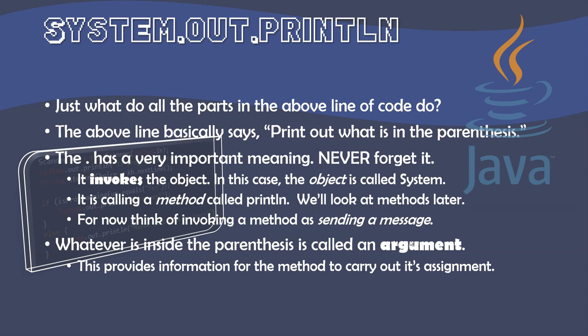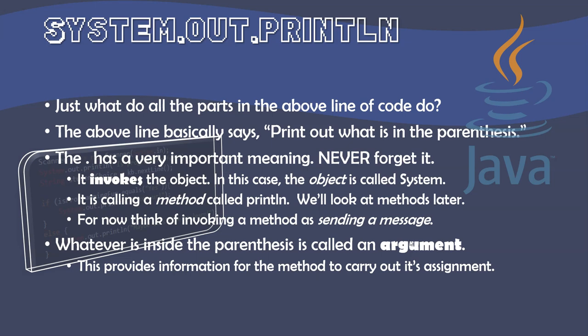system.out.println. Well, that period has a very important meaning. Never forget putting it in there. If you don't put it in there, you're going to run into problems with your code. The most important thing to know about that period is that it's invoking. It invokes the object. In this case, the object is called system. It's part of the system class. And of course, that's a little bit further scope we'll talk about later. But the important thing you need to know is that those dots are what are making the things happen.